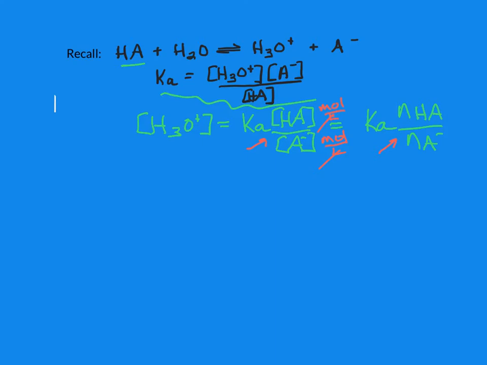This is frequently rewritten again by taking the log of both sides. So the negative log of H3O plus is pH, which equals pKa plus the log, base 10, of the concentration of A minus over HA. This is called the Henderson-Hasselbalch equation.